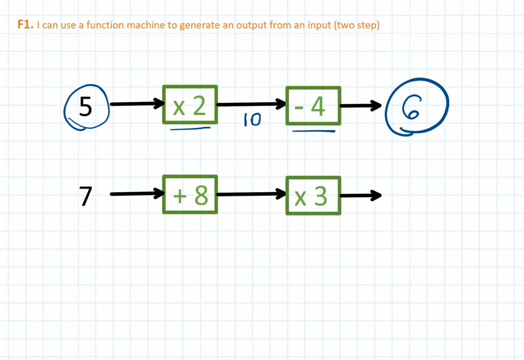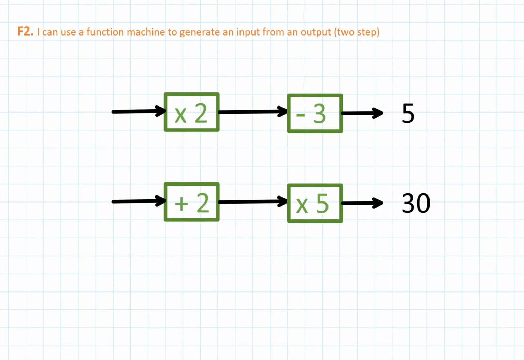In the second case, we have 7. We add 8 to that, which will give us 15. And then we do multiplying by 3 on this 15, which will give us 45. We can also work backwards when we have two-step function machines. We have to pay attention that we have to do the inverse operations in the order in which we are going with them. Let's see what I mean.